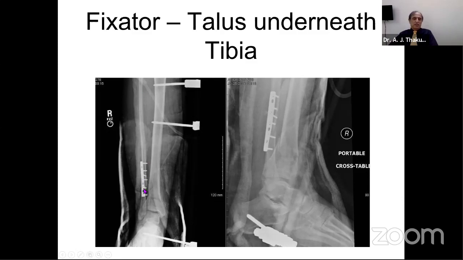This gives strength. It recreates the strong rectangle. Even putting a wire or a nail here is not as sound as putting a plate here. Once you have put the plate, this bone is as good as normal, then you get more support and it works very well. So you have to use all the modalities available. And the middle part is stabilized with the pin in the calcaneum and two up there.